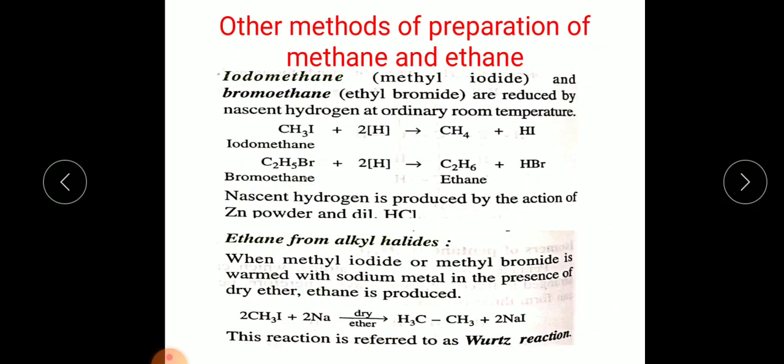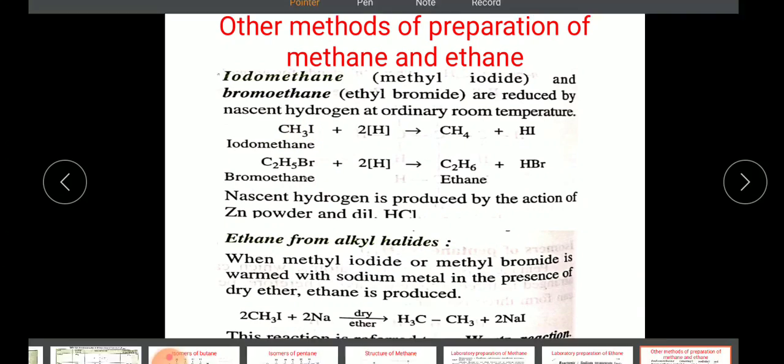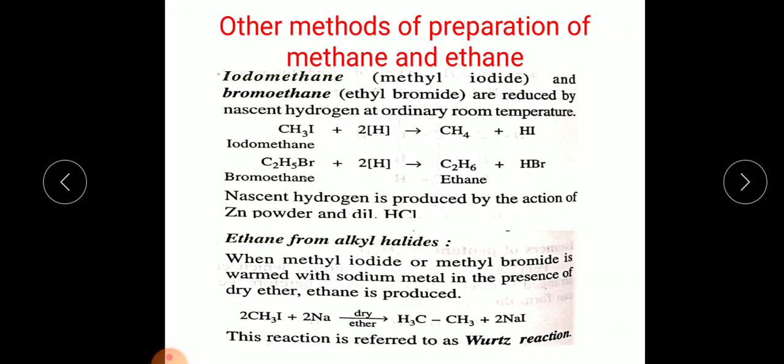Next, other methods of preparation of methane and ethane. We can prepare methane from methyl iodide, or iodomethane. When methyl iodide is heated with nascent hydrogen, it forms methane and hydrogen iodide. Similarly, for the preparation of ethane, we can take ethyl bromide and heat it with hydrogen to form ethane and hydrogen bromide. Nascent hydrogen is produced by the action of zinc powder and dilute HCl. So to produce this nascent hydrogen, we can use zinc powder and dilute HCl.